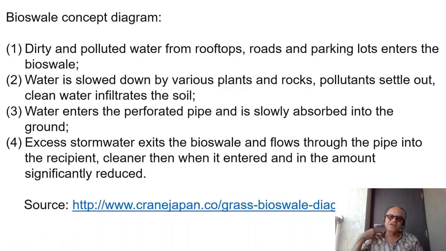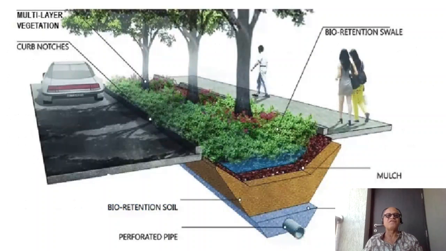So it's the idea of slowing the runoff, reducing the runoff and sediment loading as well, and pollution loading, nutrient loading as well. Excess stormwater exits the bioswale and flows through the pipe into the recipient cleaner than when it entered, and the amount significantly reduced. So, as I said, all good things coming out of it, right?